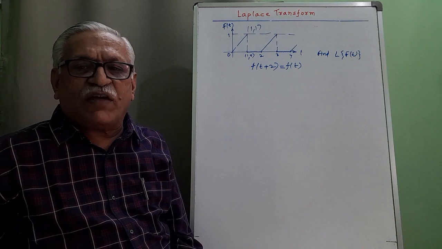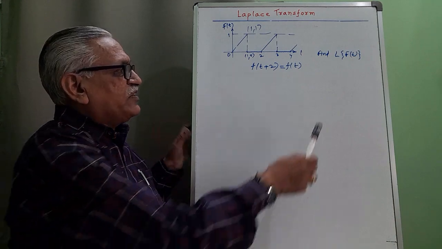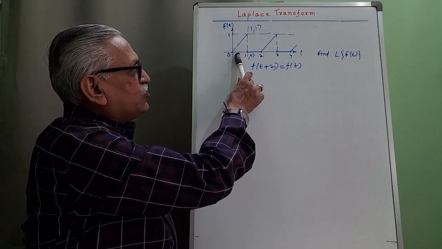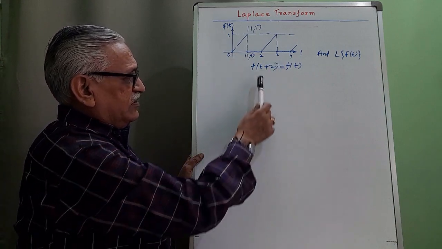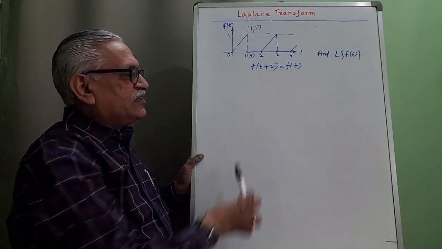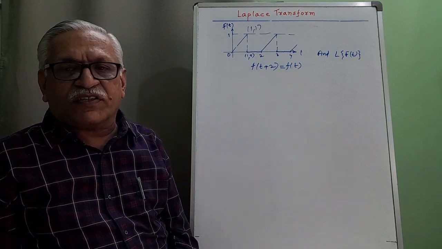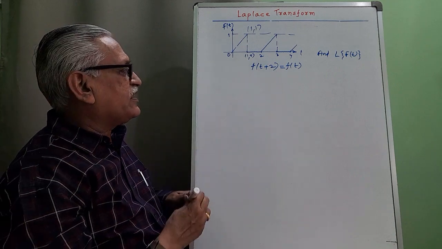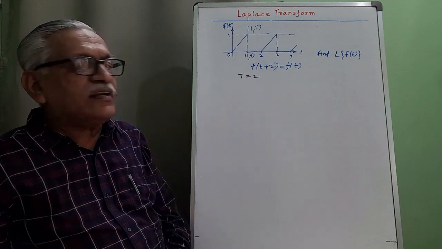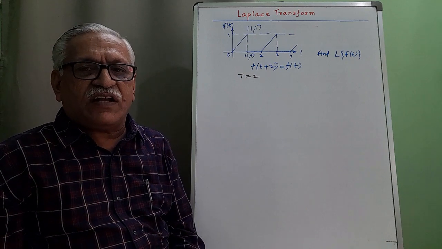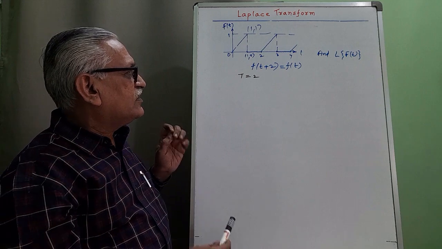Second, find Laplace of f of t. Here f of t is not provided, it is represented in terms of a figure, as shown in the figure. And the given condition is f of t plus 2 is equal to f of t, meaning it is a periodic function with period capital T as 2. Then as it is a periodic function, we try to apply the formula to find the Laplace of a periodic function.